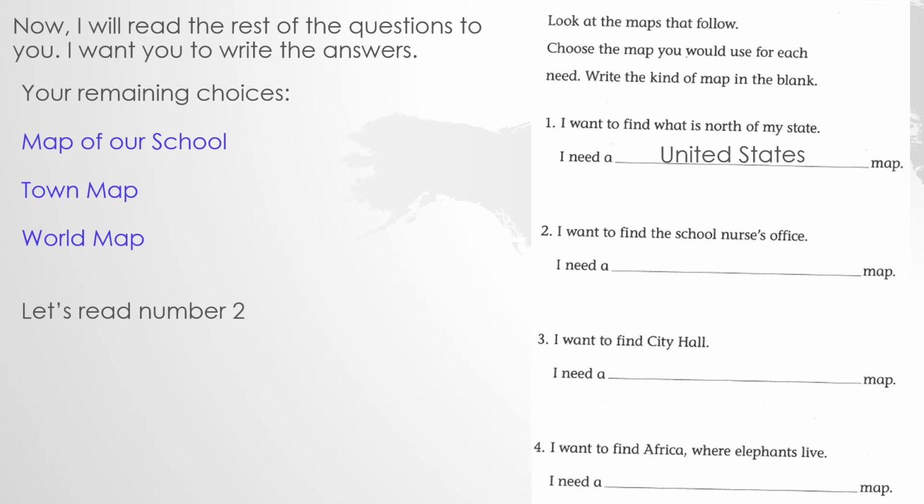Now, I will read the rest of the questions to you. I want you to write the answers. Your remaining choices are map of our school, town map, world map. Let's read number 2. I want to find the school nurse's office. I need a blank map. Do I want a map of our school, a town map, or a world map? Please write your choice for number 2.